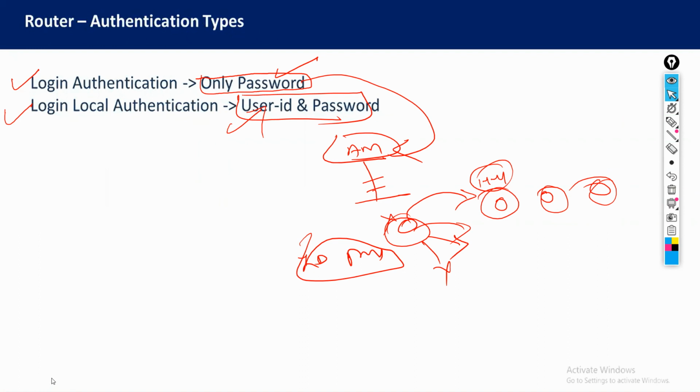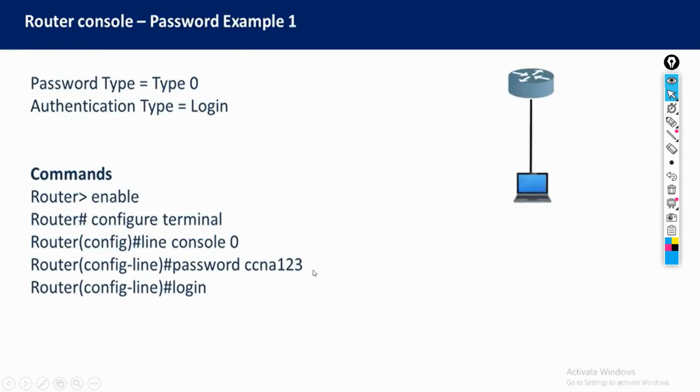Now, let me erase this. So, router console password. We have three ways to configure the password, like type 0. Type 0 we are having, and login authentication type login. What does authentication type login mean?